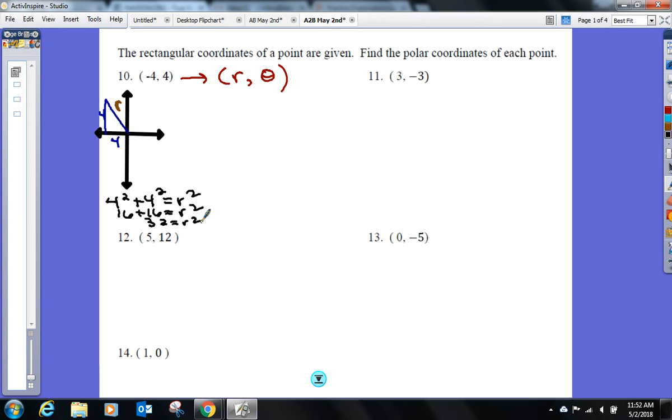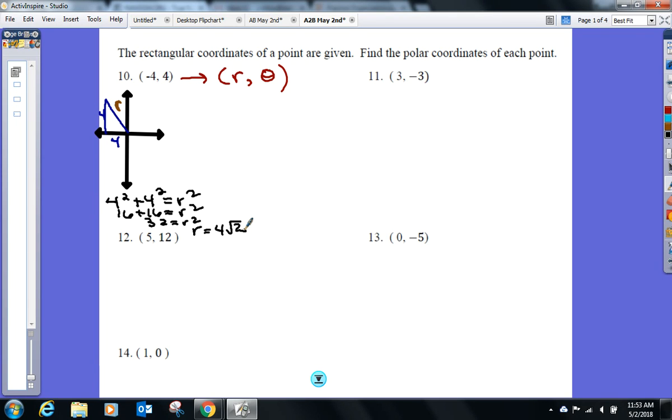So go ahead, break down the square root of 32. This is a little bit of a tougher one. Oh boy, it's been a while since we broke down the radicals. What's the biggest perfect square that goes in the 32? 16 goes in the 32. And what is the square root of 16? 4 radical 2. Okay, there's your r value.